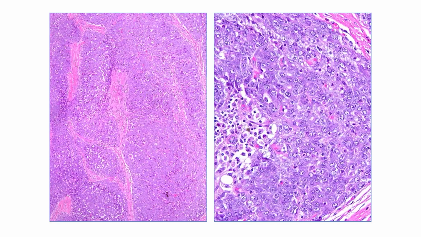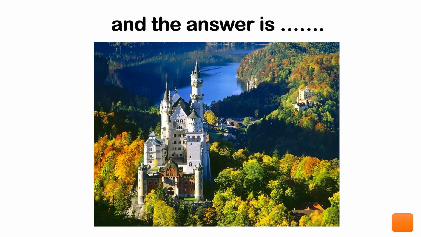That's the resection. There's the higher magnification of the resection, same cells. And the answer is in this photograph. So what do you see in this photograph?